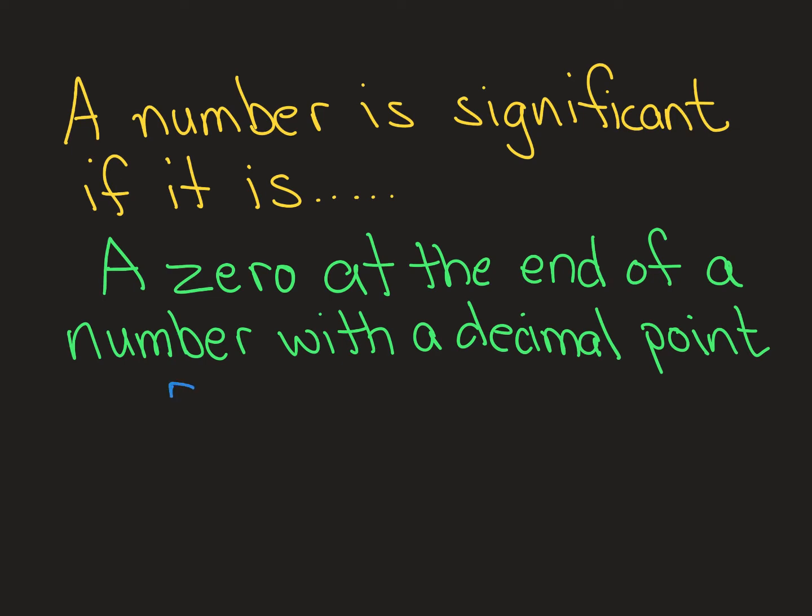So we have 7.00. So a 0 at the end of a number with a decimal point. All right, so this has a decimal point, and these are zeros at the end of that number. So when we're counting, this has 1, 2, and 3. This has 3 significant figures. Let's look at another example.